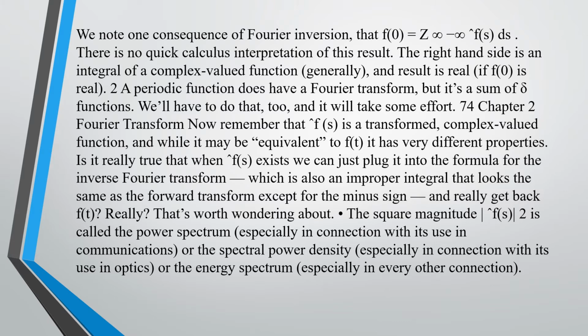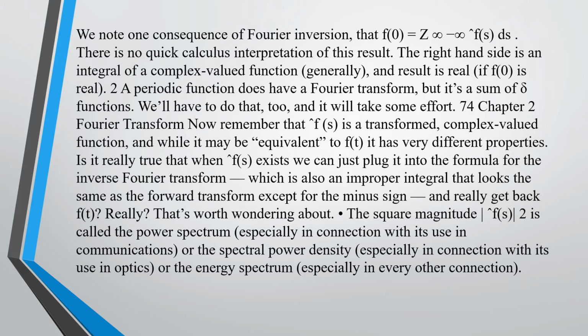Chapter 2, Fourier transform. Now remember that F(s) is a transformed complex valued function, and while it may be equivalent to f(t), it has very different properties. Is it really true that when F(s) exists, we can just plug into the formula for the inverse Fourier transform, which is also an improper integral that looks the same as the forward transform except for the minus sign, and really get back to f(t)? Really? That's worth wondering about.